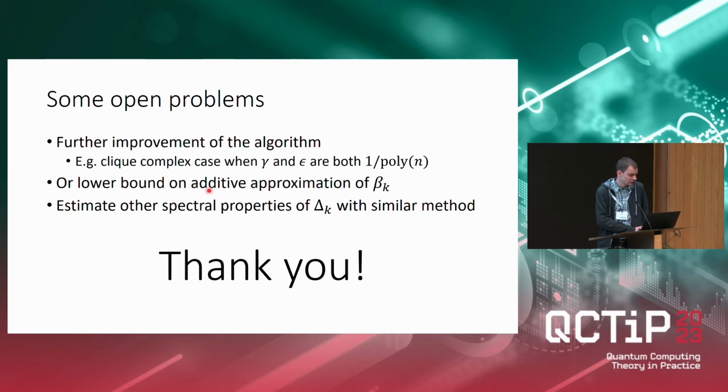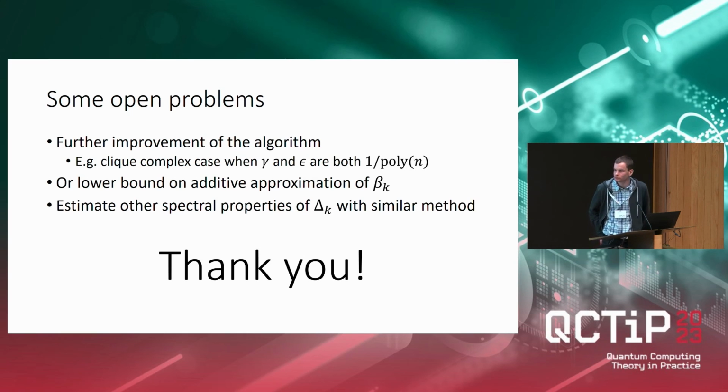So my question is, have you considered how this might be usable beyond the problem of TDA, beyond Betti numbers, to other things? Because trace estimation is a pretty generic thing. Yeah, so that's exactly one of the open problems that I mentioned at the end. Can we estimate other properties of delta K? Can a similar method be used? It's a good question. We haven't thought about it yet.